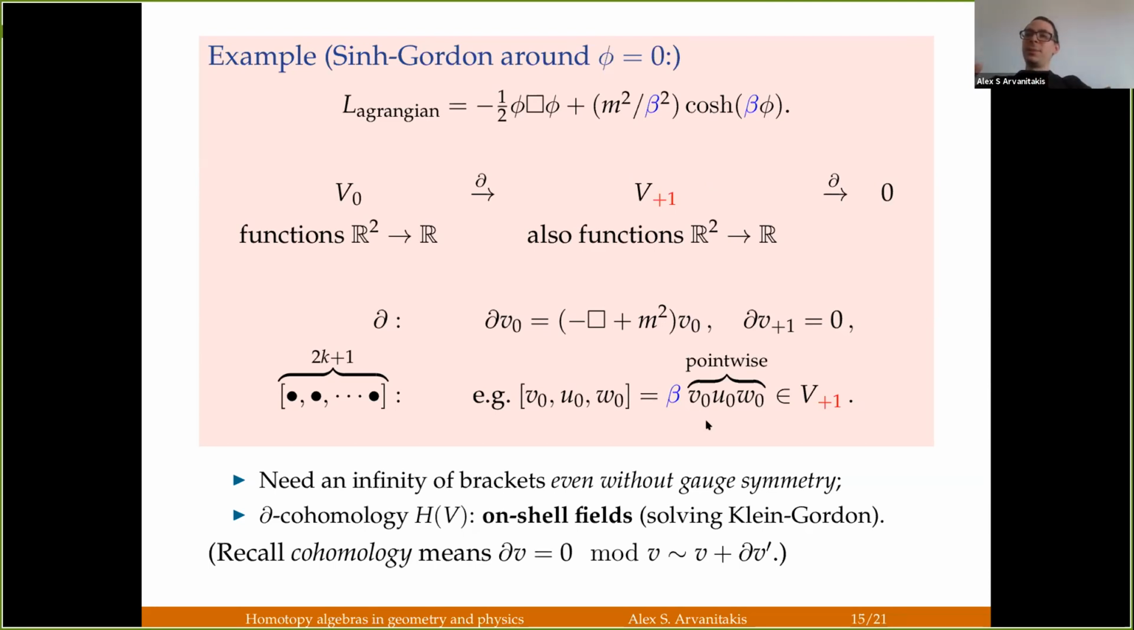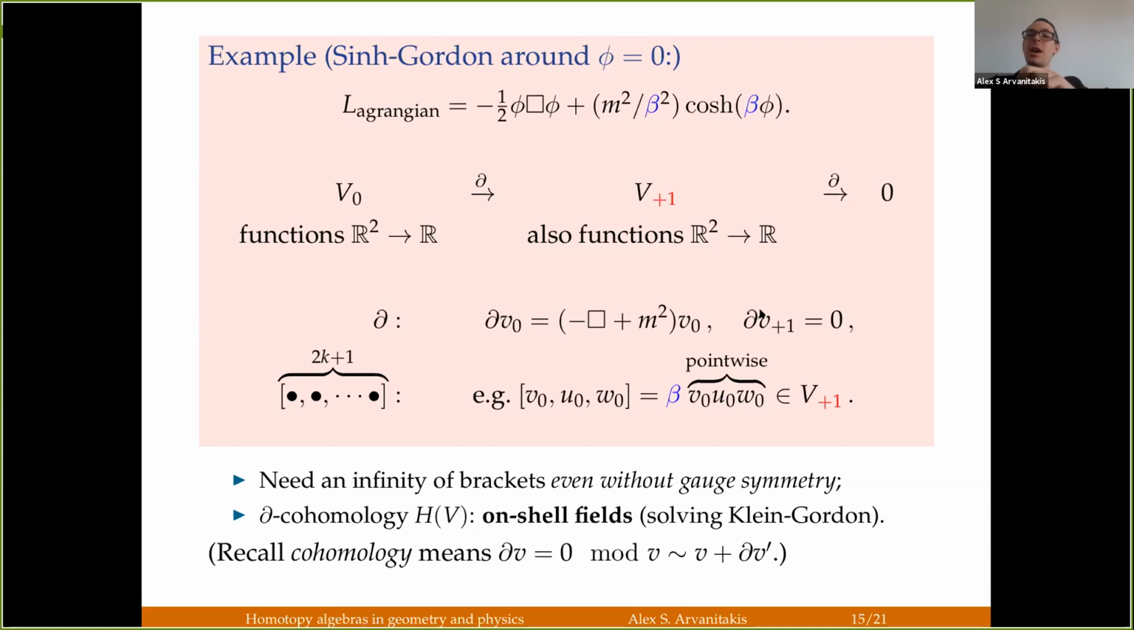So this example is nice because lots of people have seen this before, and they will agree with me that you need an infinity of brackets even if you don't have gauge symmetry. So in this case, the L-infinity identities are satisfied quite trivially, but you don't have, so sorry, I'm getting tired. The point is you can have a complicated bracket structure regardless of what the gauge symmetry is doing.